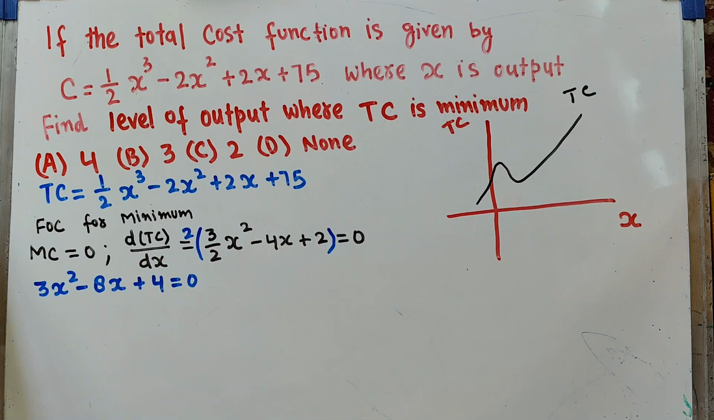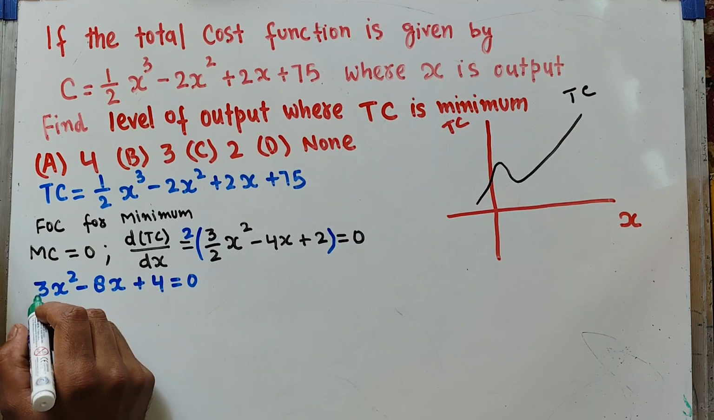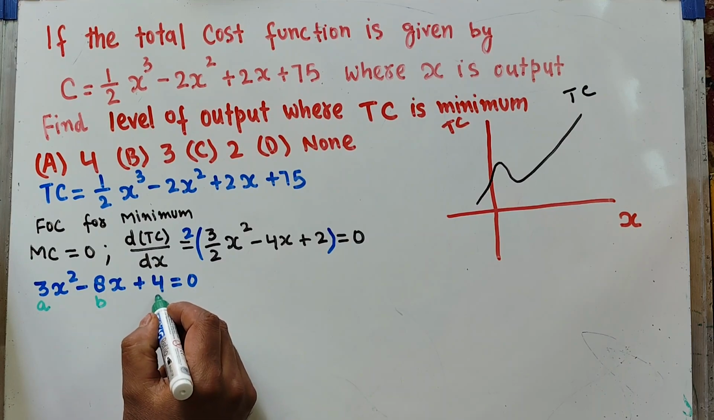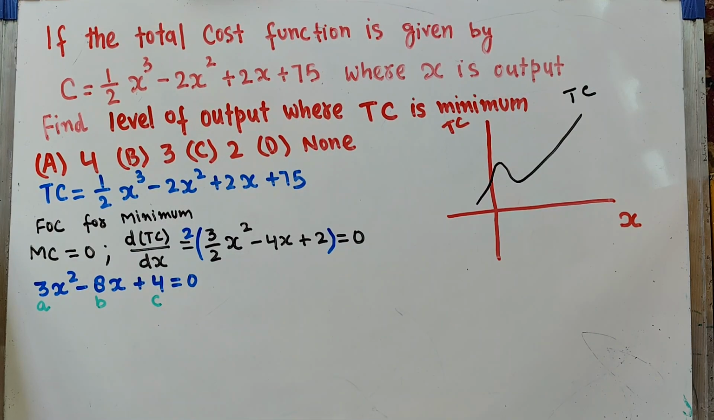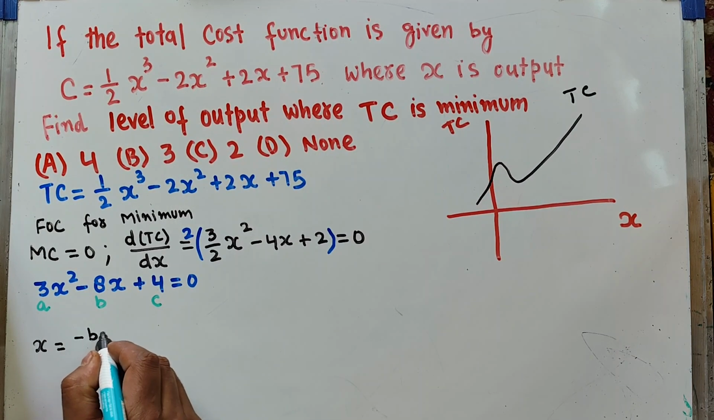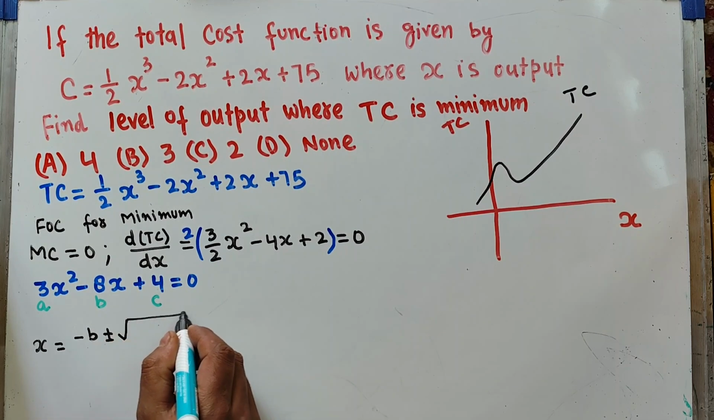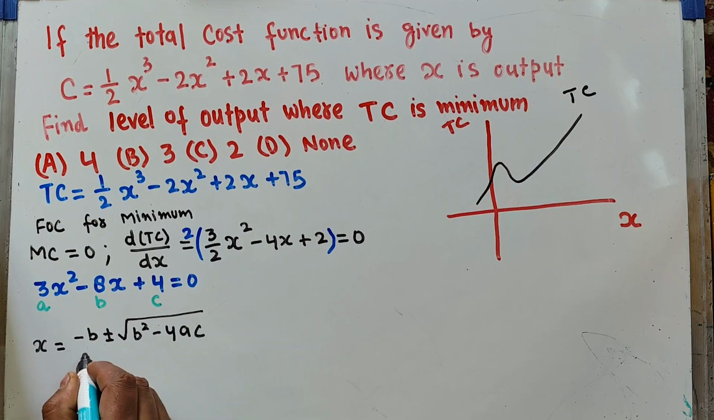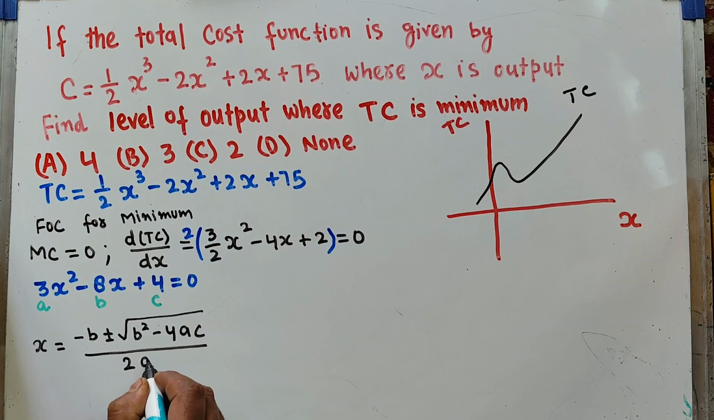Now we can use the quadratic formula to solve this. Let us say the coefficient of x square is a, the coefficient of x is b, and the coefficient of the constant term is c. How do we use the quadratic formula? It tells us x will be equal to minus b plus or minus the square root of b square minus 4 times a into c, divided by twice a. This you know pretty well, it's very basic.